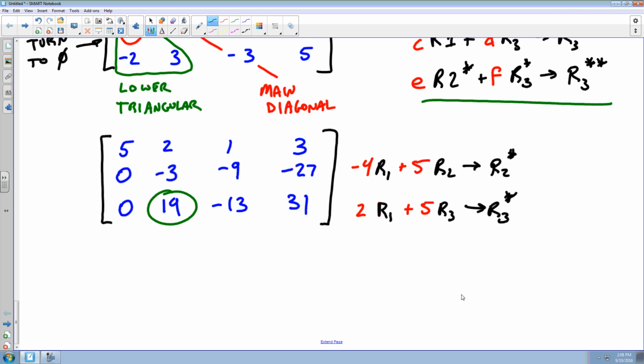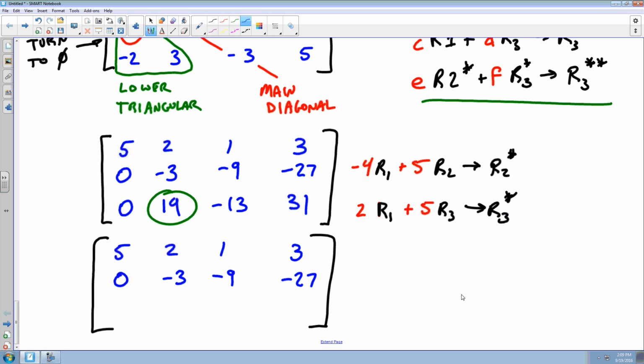Okay, so let's go through this. It's easy. First, we're going to write down the top 2 rows again. 5, 2, 1, 3, 0, minus 3, minus 9, minus 27. And now, I'm going to write this 0 down because I'm not going to change it. What combination of row 2 and 3 is going to make that next term a 0? The next term I'm just about to write, it better be a 0. So what combination of row 2 and row 3 is going to make that 0? What do you think? I got to turn that 19 into a 0.